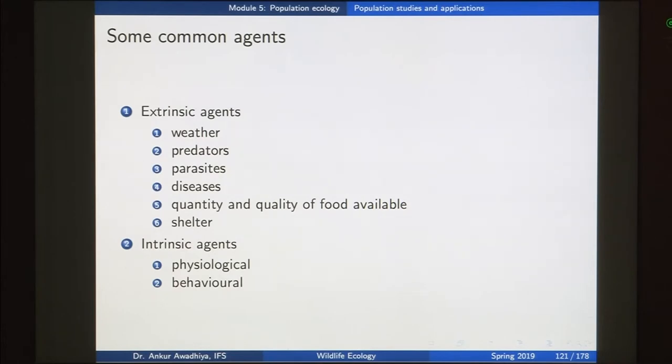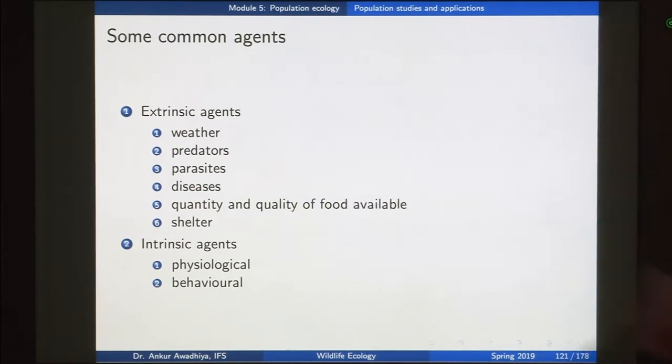Probably the locusts had a very good amount of food because of the rains. So they had an ample amount of fresh grasses to feed upon, and because they had plentiful food of good quality, they were able to devote many more resources into reproduction. So this could also be an extrinsic agent.